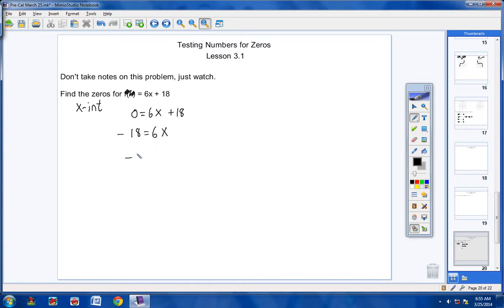Divide both sides by 6, and you would get negative 3. So you just found the x-intercept, or the zeros of the function. It's negative 3, correct? Now, can we turn this problem around?